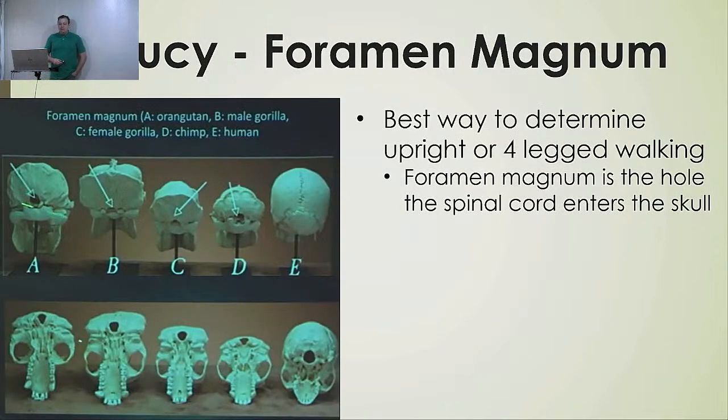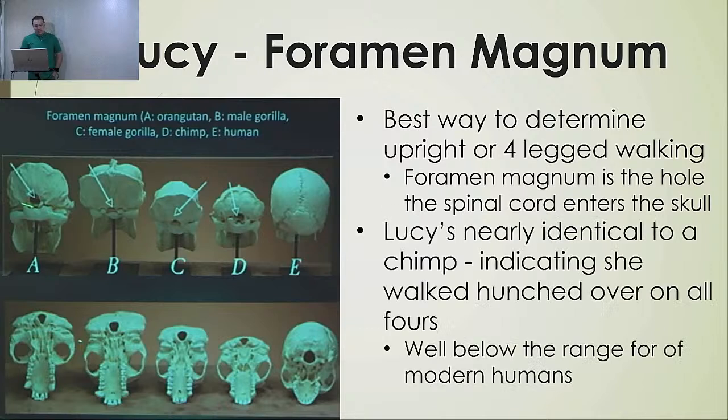Now let's talk about the foramen magnum again. Again, it's one of the best ways to determine if a creature was upright or four-legged. Again, it's the hole where the spinal cord enters the skull. Lucy's is nearly identical to a chimp. There is, again, a very good range as far as chimps and humans, and she was higher, just a little bit, than some modern apes, yet well below the human range.